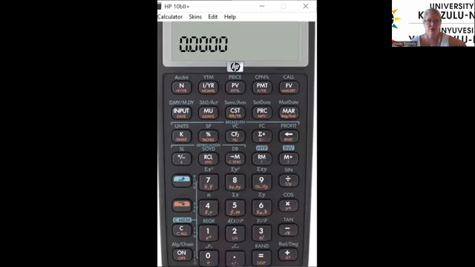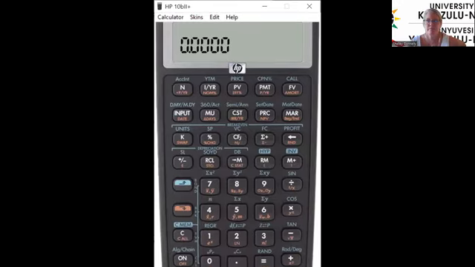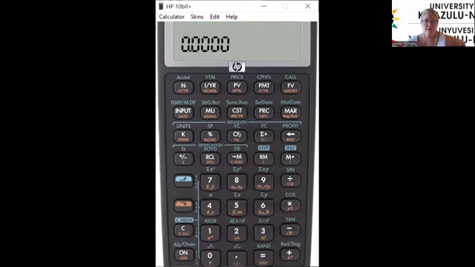Okay, my setting's on 2, PYR setting. Hope you can see that. Okay, so for the first part of it, my PYR setting, because the 12% comes with monthly compounding, I put 12, second function PYR.